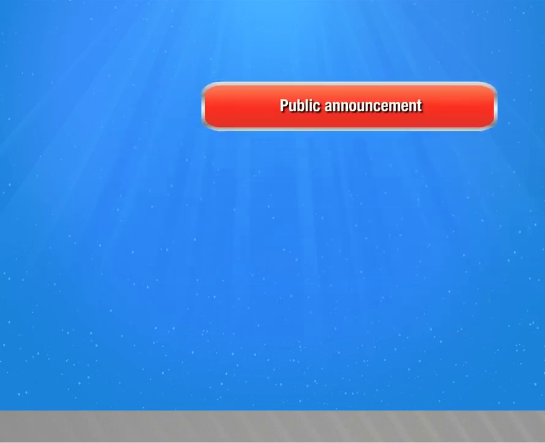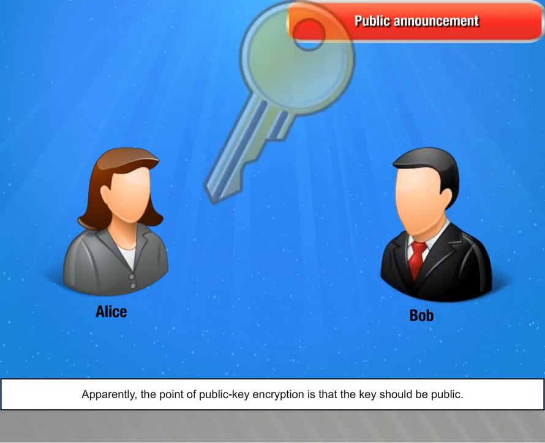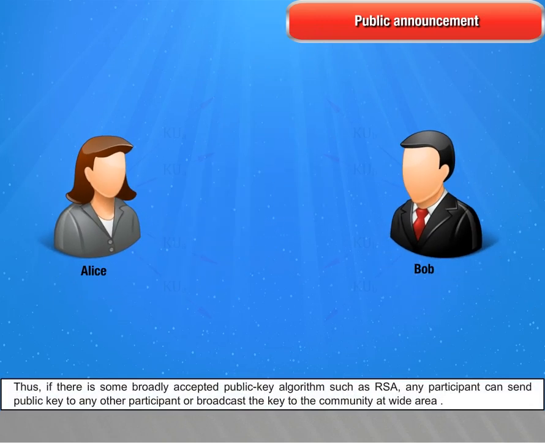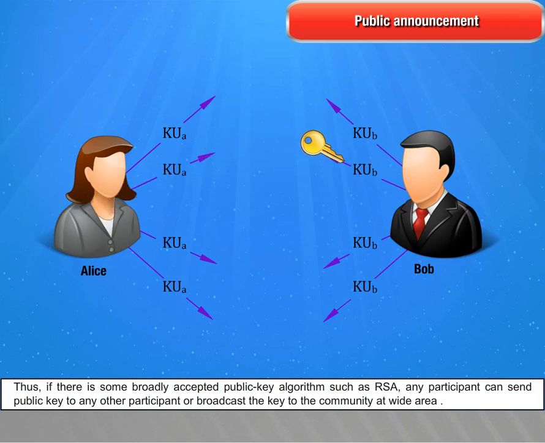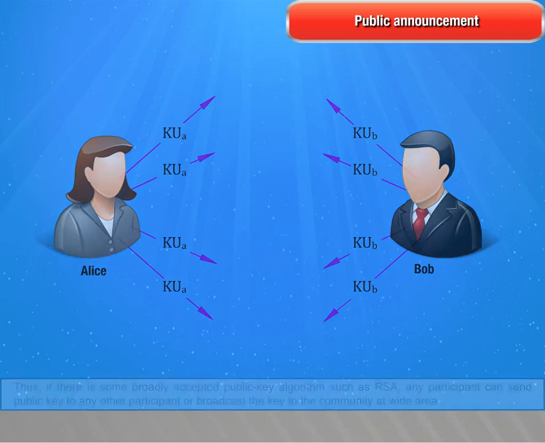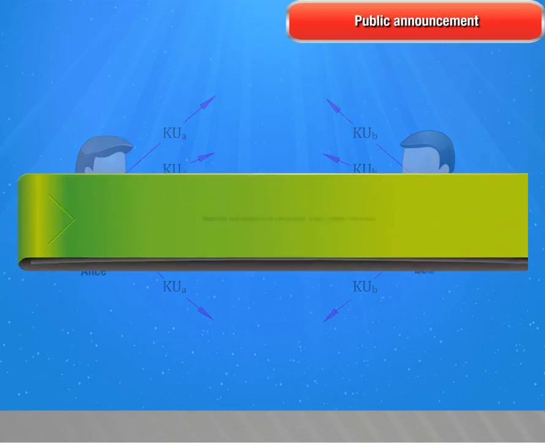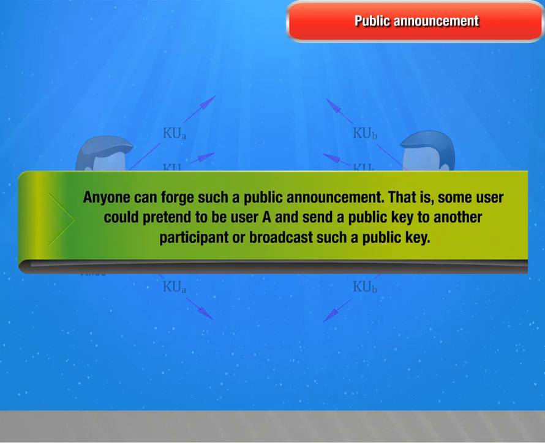Public announcement. Apparently, the point of public key encryption is that the key should be public. Thus, if there is some broadly accepted public key algorithm such as RSA, any participant can send their public key to any other participant or broadcast the key to the community at large. Although this approach is convenient, it has a major weakness. Anyone can forge such a public announcement. That is, some user could pretend to be user A and send a public key to another participant or broadcast such a public key.